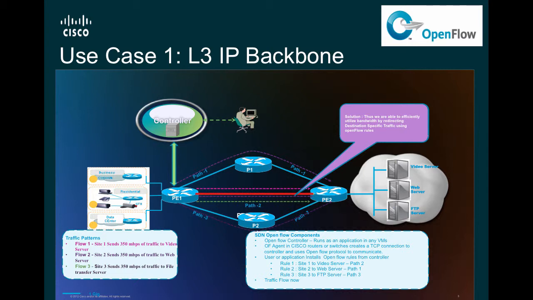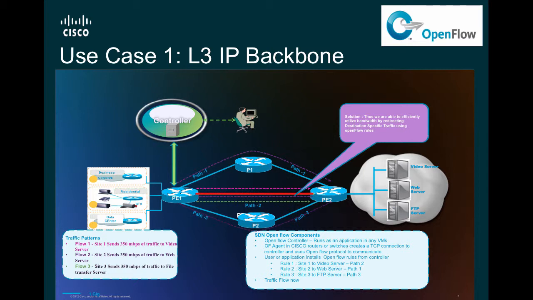With OpenFlow, you can change the path depending not only on the IP destination address, but on other criteria as well. As you can see here, you can program the flow such that you apply certain rules from the controller to redirect traffic from a particular source address to a particular destination address. So site 1 sending to the video server can use path 2. You could have another rule saying that site 2 traffic going to the web server needs to take path 1, and site 3 traffic going to the FTP server needs to take path 3. That would effectively send traffic on different paths depending on the source and the destination address of the flow.